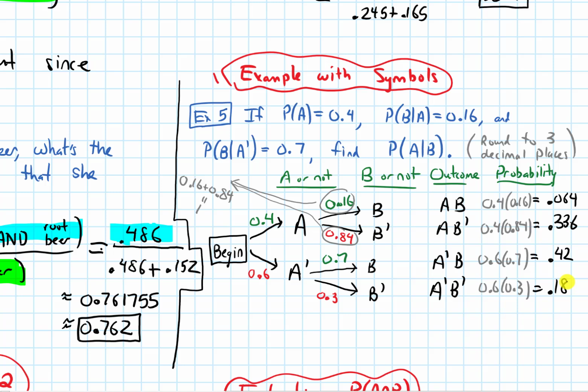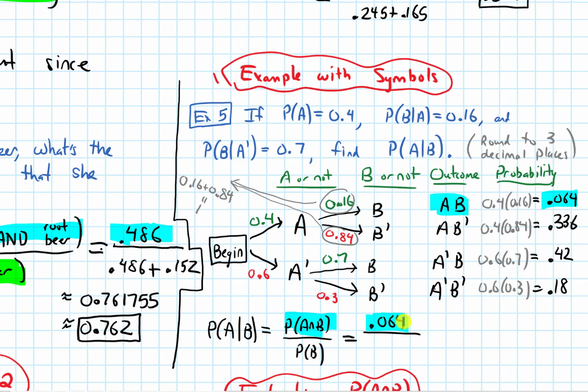Now let's write down our conditional probability of A given that B occurs. The formula for this is the probability of A and B on top, and I divide by the probability of whatever condition we're given, the probability of B. For the probability of the intersection of the two, that is this outcome right here, and here's that probability. So on the top, I would write 0.064.